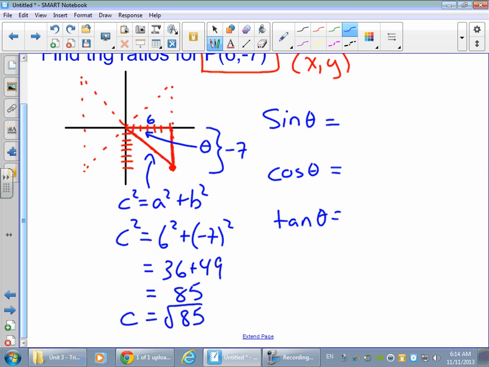Because I'm looking to write these as ratios and as fractions, root 85 is still going to be a much nicer answer than whatever the decimal equivalent is. And so I'm going to keep the root 85 as we did with the other questions and simply write down the ratios. So sine now is the opposite. The opposite of the angle in here is the -7 over the hypotenuse, which is the root 85 that I just calculated.